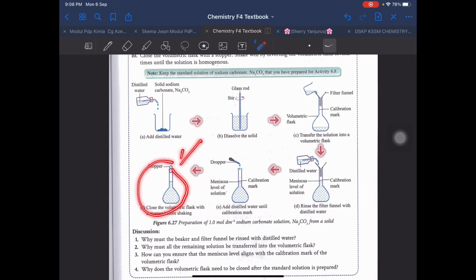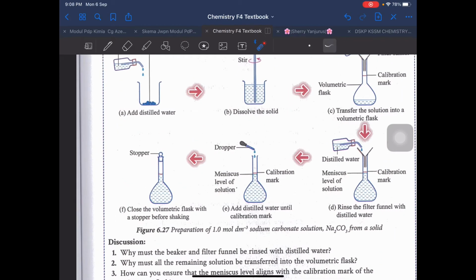So, when you kasih terbalik-terbalik, when you invert it, it's not going to tumpah. Okay? You will experience this after the school open. Okay? You must do this experiment. So, tutup, invert it. Terbalik-terbalik. Okay?